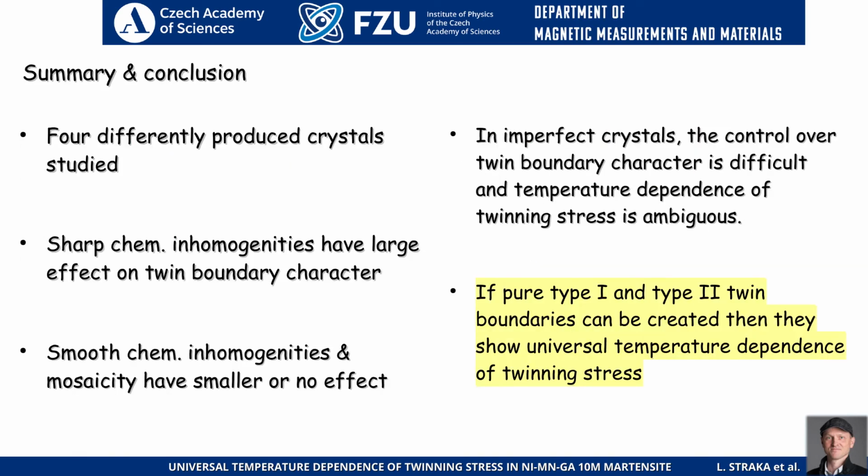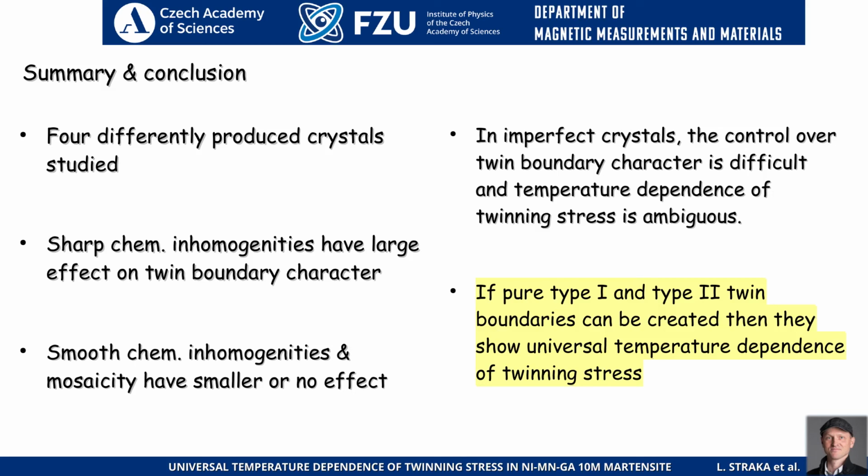So after showing this main result, I would like to summarize and conclude. We studied four differently produced crystals. We can see that sharp chemical inhomogeneities have a large effect on twin boundary character, and for smooth chemical inhomogeneities or mosaicity, the effect is smaller or there is no effect.